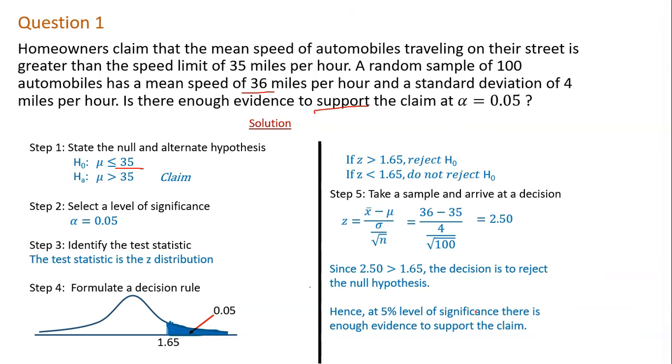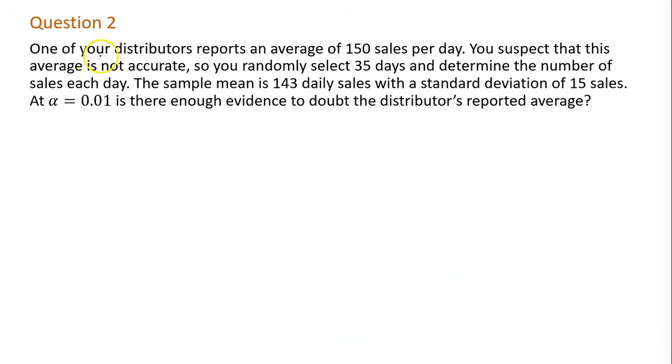So let's look at question 2. Question 2 says, one of your distributors reports an average of 150 sales per day. You suspect that this average is not accurate. So you randomly select 35 days and determine the number of sales each day. The sample mean is 143 daily sales with a standard deviation of 15 sales.